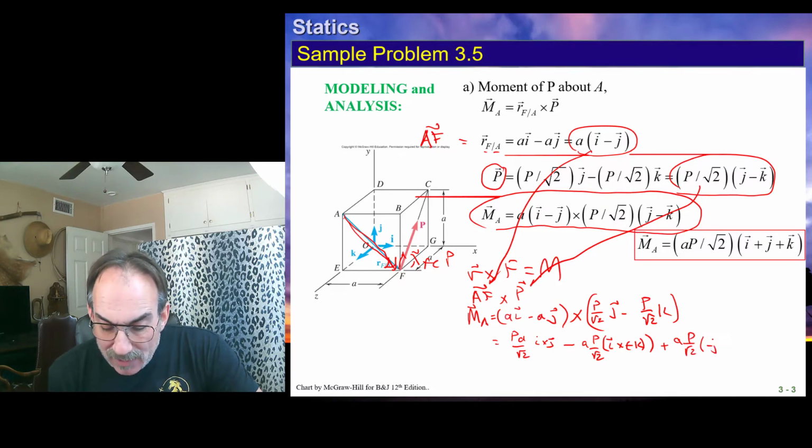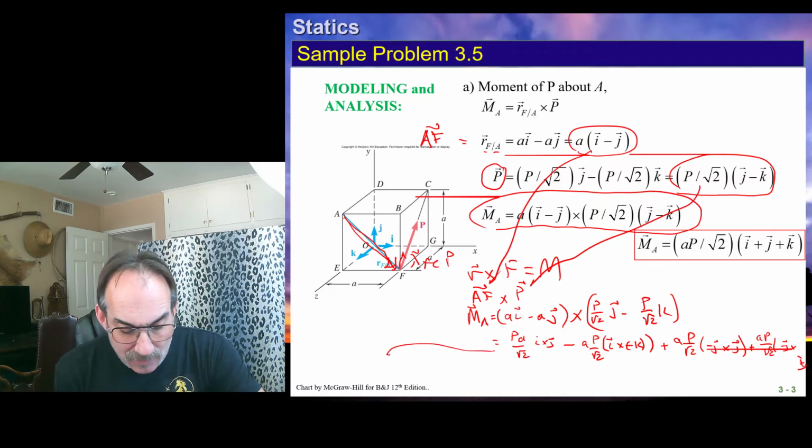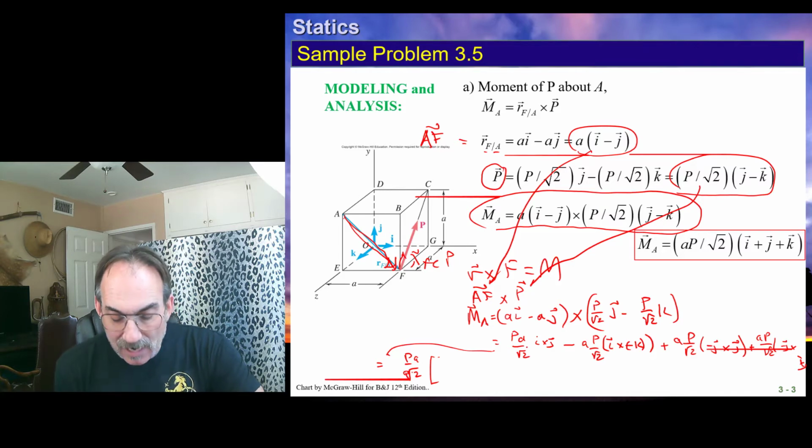And now we have minus J crossed with plus J. And then our last term is going to be AP over square root of 2, and we're going to have minus J crossed with minus K. Okay, if we look at this, let's move it back here a little bit. This is just PA over square root of 2. That's in every term, multiplied by I cross J.